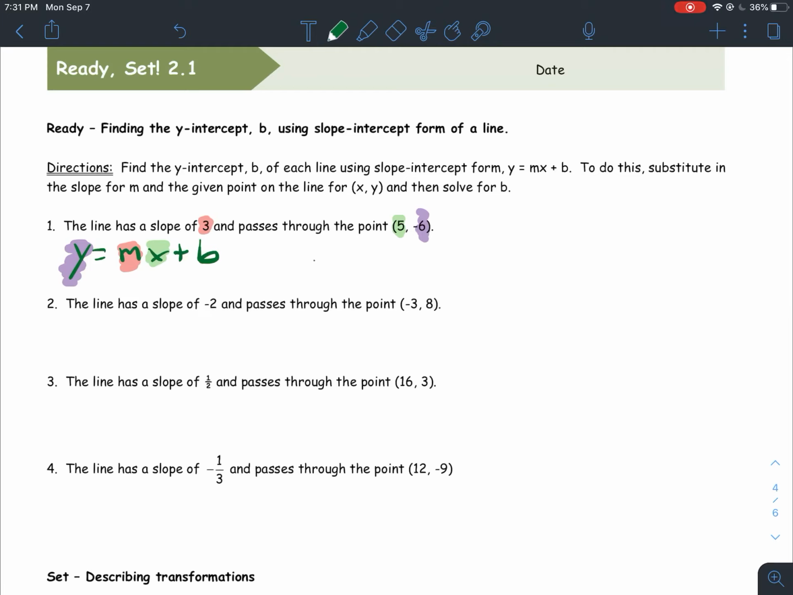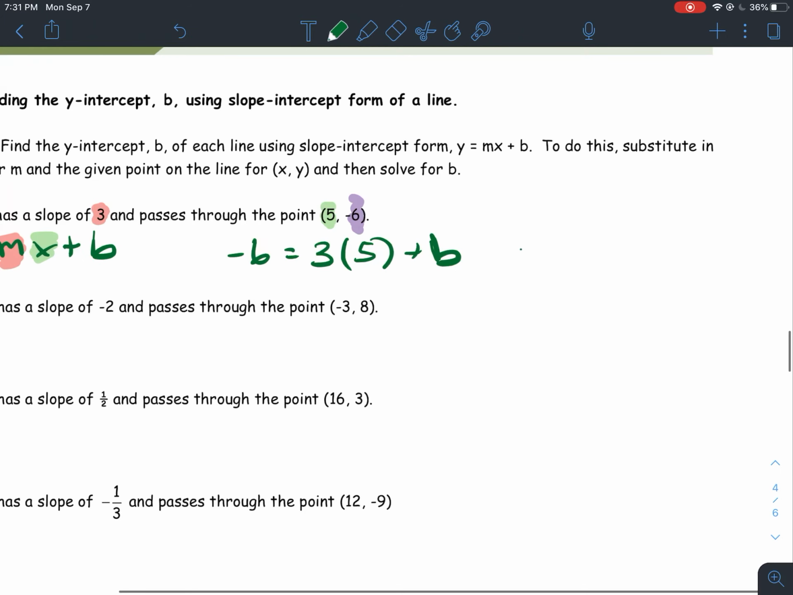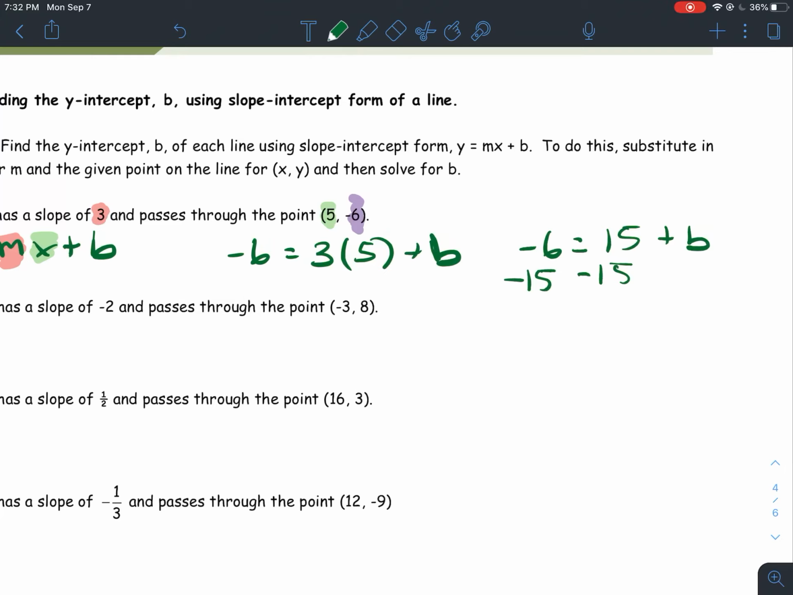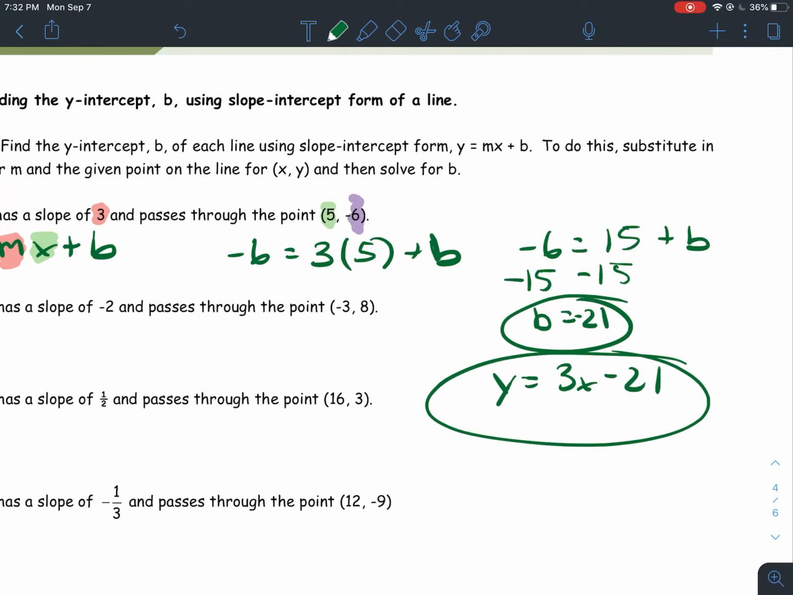So we're going to go ahead and plug in all of these values. We know that our y is -6, our m is 3, our x is 5, and we don't know what our b is. That's what we're trying to find. So let's go ahead and solve for b. We've got -6 equals 15 plus b. Then you're going to do -15, -15. You get b equals -21. All right. So that would be your answer for A. And if you wanted to give the full equation, you would say y equals 3x minus 21.